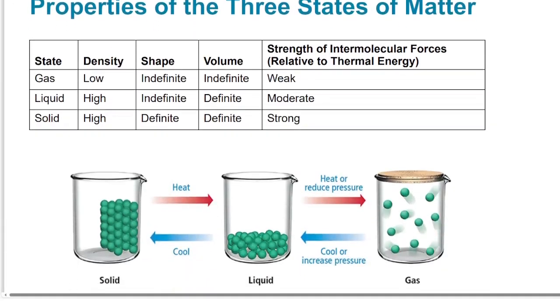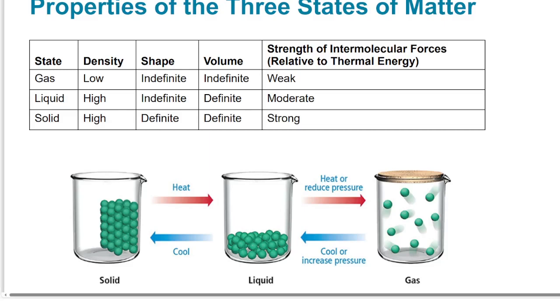All right, and we could see here that in the gaseous form, steam has a low density, an indefinite shape and volume, and weaker intermolecular interactions than liquid water, which has a higher density, an indefinite shape, but a definite volume and moderate to strong intermolecular interactions, versus solid water, which has a higher density, a definite shape, definite volume, and stronger intermolecular interactions.